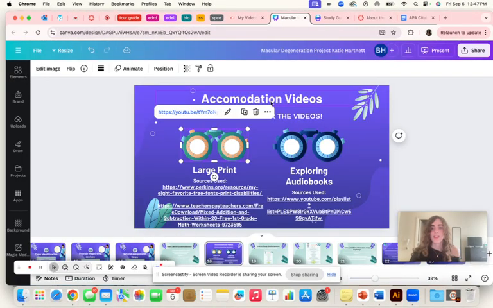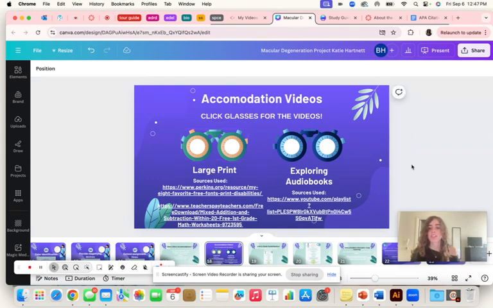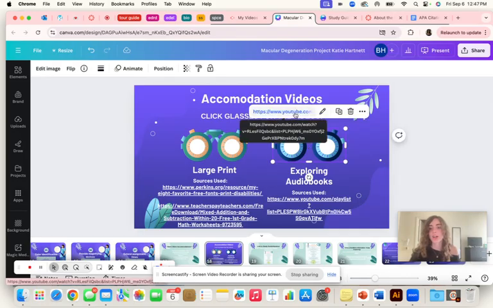All right. So that was my first accommodation for large print. Obviously, I talked about moving the text to the left or the right side of the paper, making it bigger for students, and also using some of those fonts, which I have linked here, that are great for low vision students. So my next video is about exploring audiobooks.